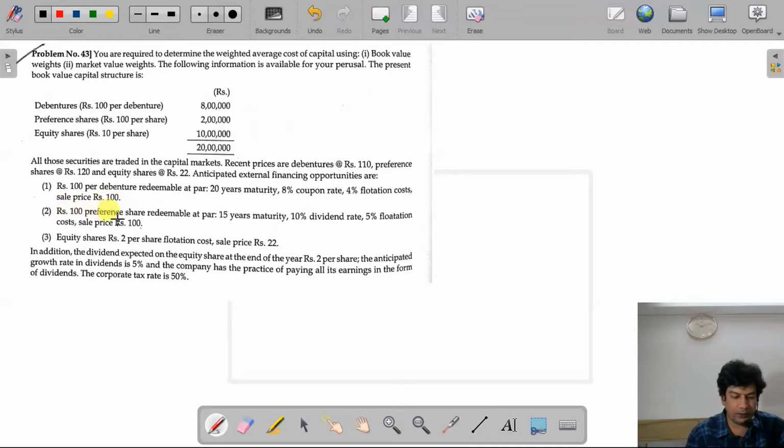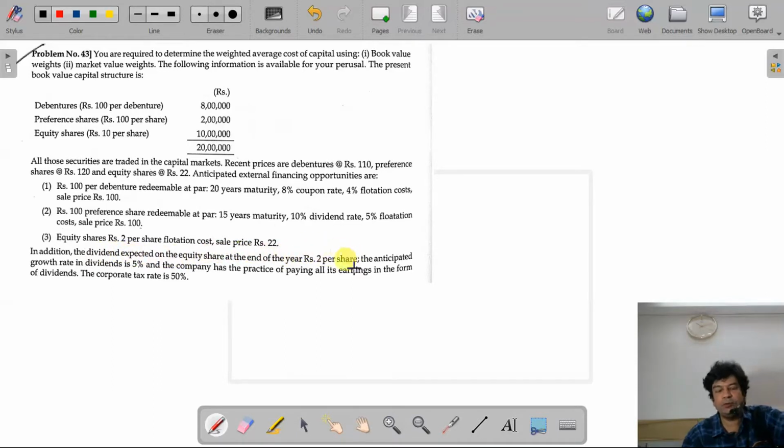And then rupees 100 preference shares redeemable at par, 15 years is the maturity, 10% is the dividend rate, 5% is the flotation cost and the sale price is 100. Then equity shares of rupees 2 per share, flotation cost and the sale price is 22. In addition, the dividend expected on the equity share at the end of the year is rupees 2.